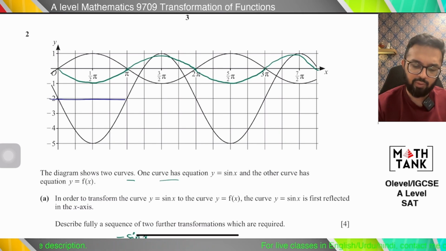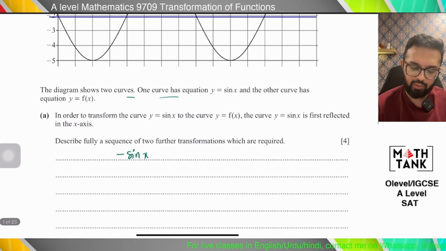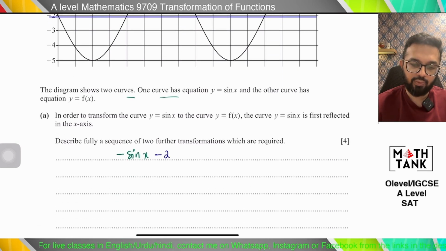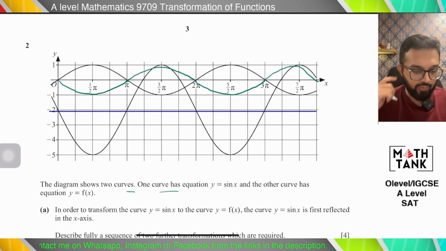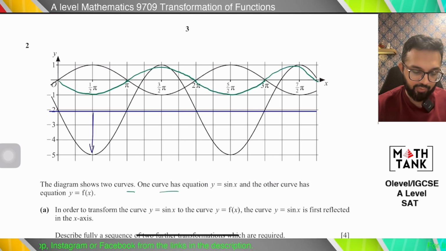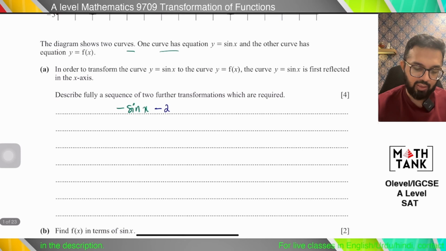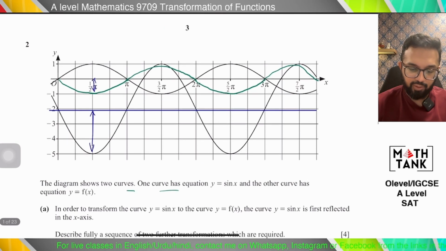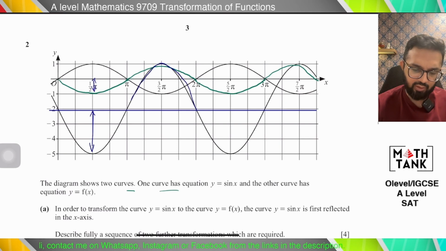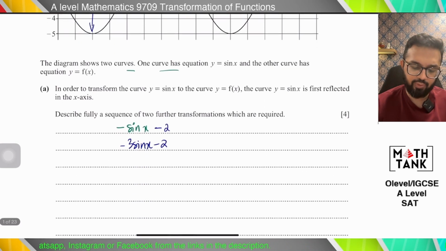I can see that there's a false axis here, so I know that there's something like minus sine x minus 2. That means there is a translation of 2 units down. And then there is a stretch involved as well, because I see the amplitude has changed. The amplitude was 1 before and is right now 3, so that should give me minus 3 sine x minus 2. Let me check if the period has changed. I don't think the period has changed. There's one complete cycle, so there's just two further transformations.